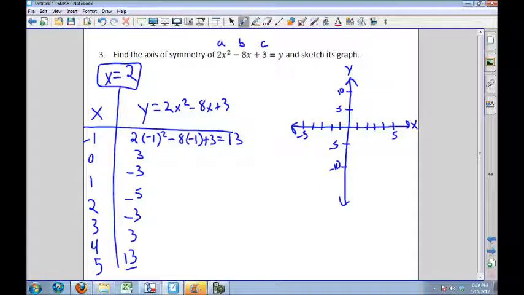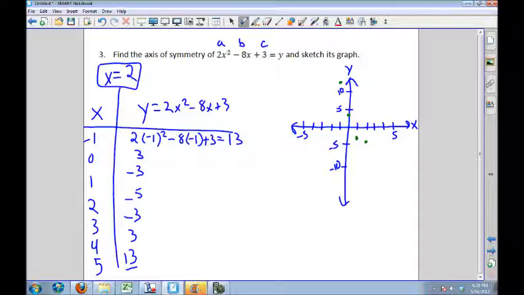Then I'm going to plot my points from my table. At negative 1, I am at 13. At 0, I am at 3. At 1, I am at negative 3. And at 2, I am at negative 5.